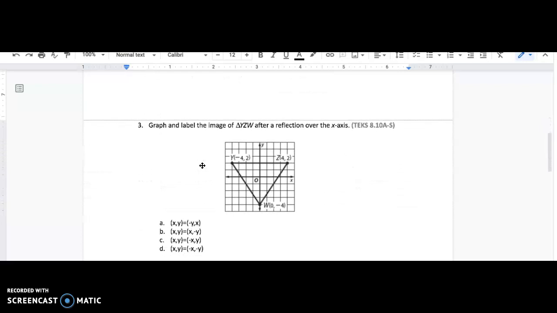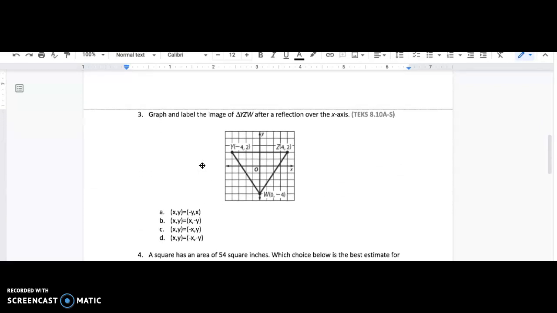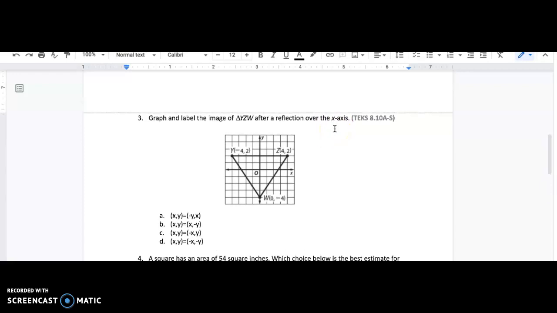This picture does not matter because this problem says the graph is labeled image of triangle YZW, and it is a reflection over the x-axis. My apologies, I forgot to put in there what is the rule. But what is the rule? Now remember, it's reflecting over which axis? The x. So what's going to stay the same? The x. So what's going to change? The y. That should have been B.